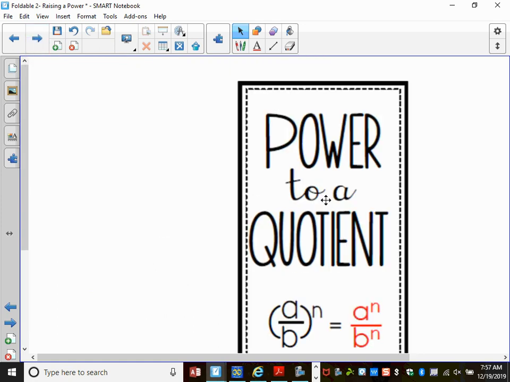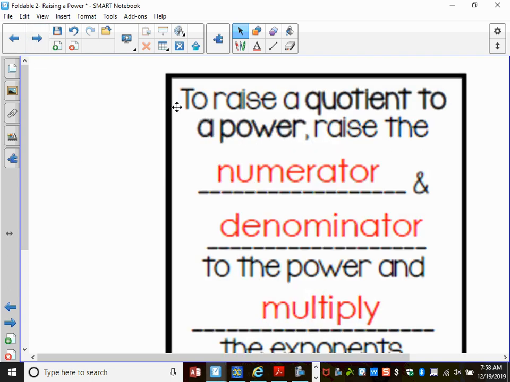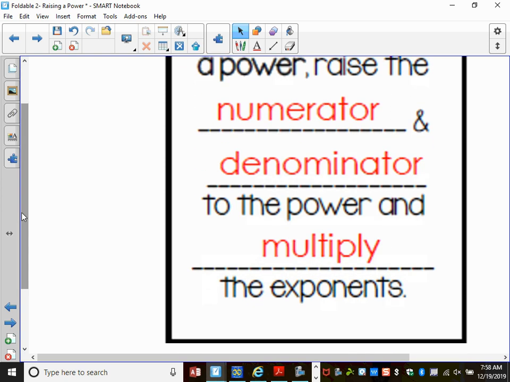All right, so now what happens if you are doing the power to a power and it's a division problem? Again, everything inside will be multiplied by that power on the outside. So the invisible power again is 1. It says to raise a quotient to a power, you raise the numerator and denominator to the power by multiplying the exponents. Okay.